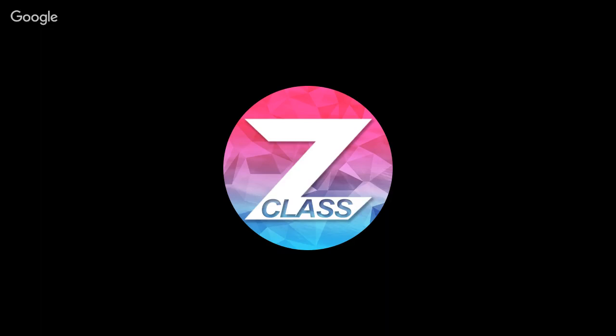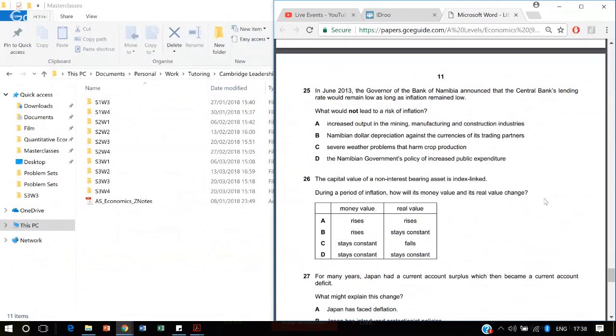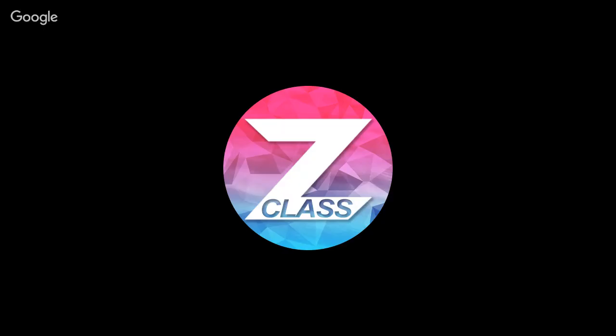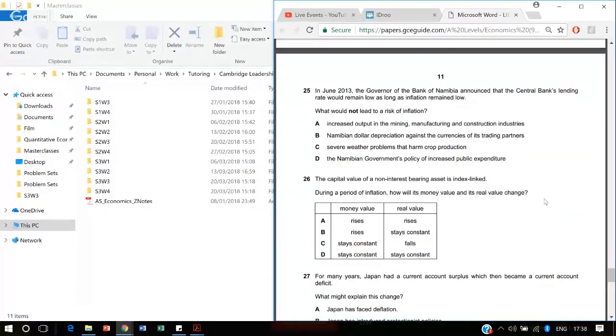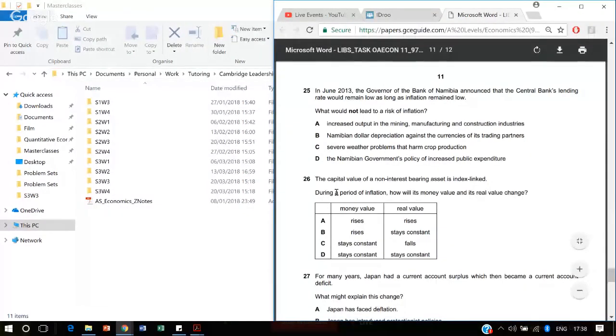Let me actually look at the correct mark scheme now. Okay. 26 is B. The capital value of a non-interest bearing asset is index linked. Okay, this is quite complicated. That threw me off immediately. I mean, it makes perfect sense. It's all about just taking it apart and untying it, right?